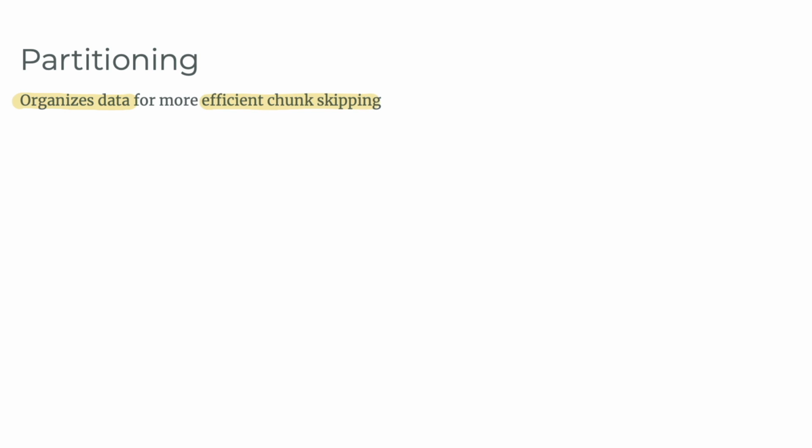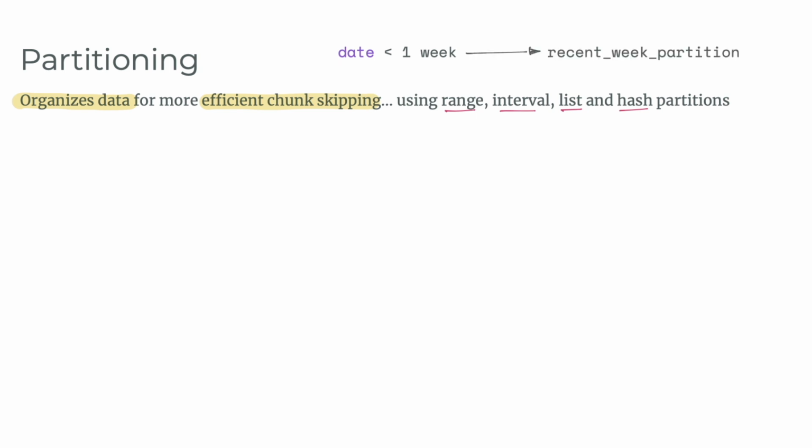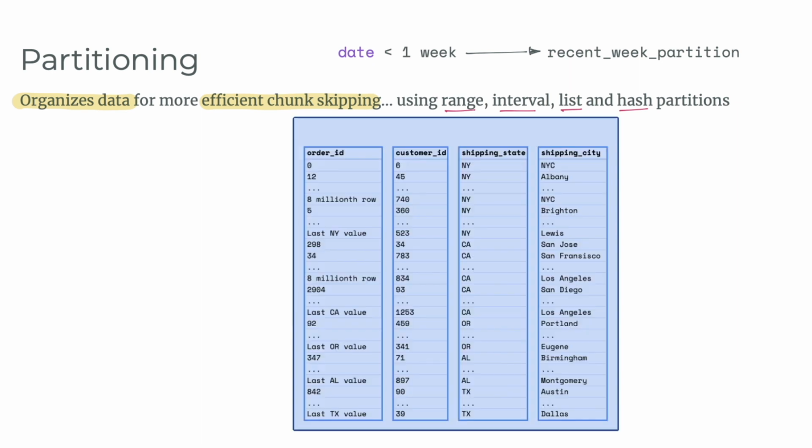Kinetica currently supports 4 types of partitions: range, interval, list, and hash. The basic idea with all of them is that they allow for fine-grained control over how the data can be organized. For instance, the range partition could be used to organize, say, a date column such that all of last week's data is stored in a single partition, so that queries that filter for the most recent data can easily skip all the other chunks with older data. Let's go through an example to see how partitioning can improve chunk skipping.